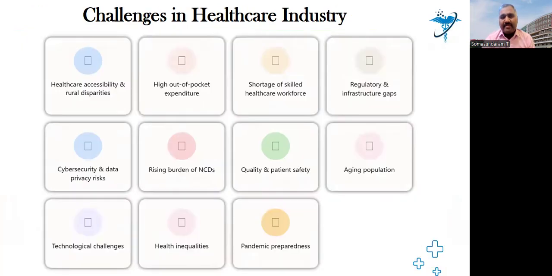And next, we have major challenges also in the healthcare industries. What are the major challenges in the healthcare industry? The first one is accessibility, especially in rural places. Wherever the hospitals are in rural places, it's very difficult for certain people or certain regions to access hospitals on time and get services. That's another important challenge. Second thing is the out-of-pocket model.